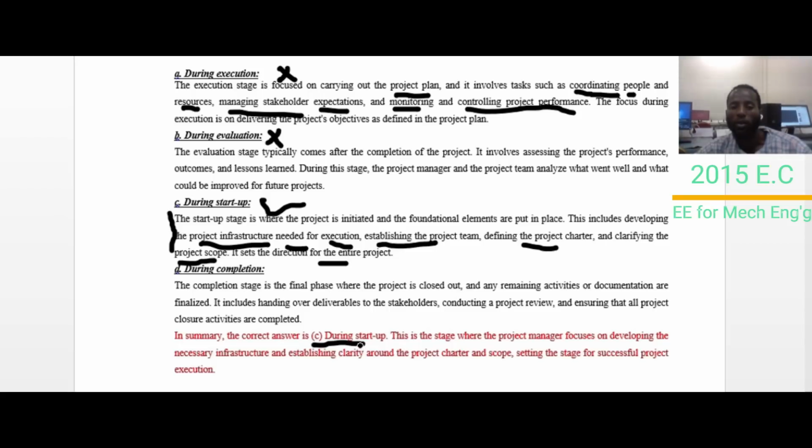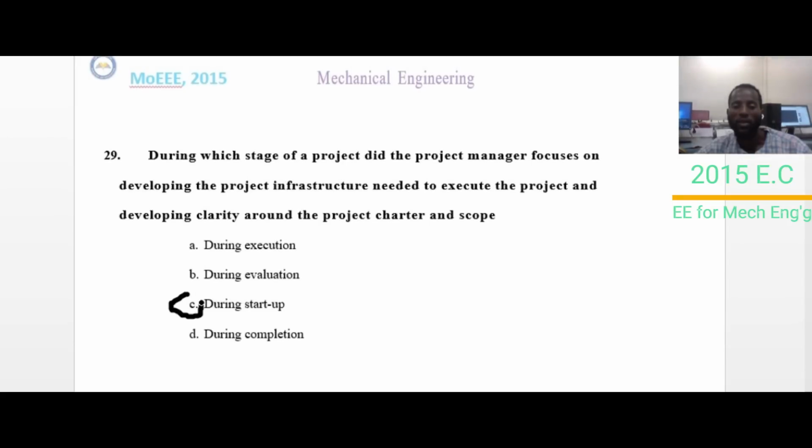That's during the startup, the project manager must set all the infrastructure needed for the execution of the project, and set the scope of the project also, at the startup phase. This is the stage where the project manager focuses on developing the necessary infrastructure and establishing clarity around the project charter and the scope, setting the stage for successful project execution. So during the startup, the project manager focuses on developing the project infrastructure needed to execute the project and developing clarity around the project charter and scope. So this is the correct answer.